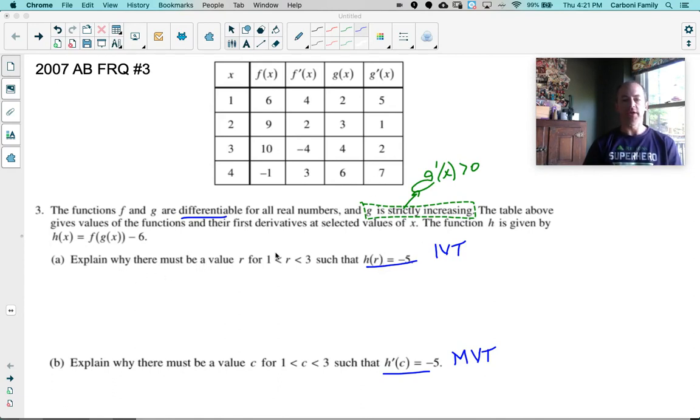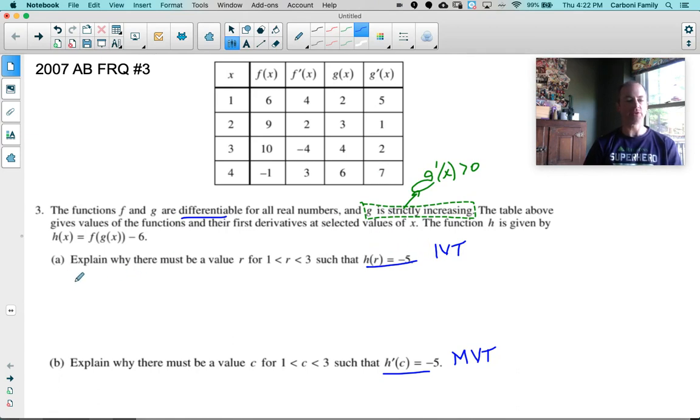So we're going to show part A with the intermediate value theorem, and we're going from 1 to 3, and I'm trying to guarantee that h is equal to -5. So I'm really curious, what is h of 1 and what is h of 3? If we are lucky, then h of 1 would be on one side of -5, and h of 3 would be on the other side. So let's see if that happens.